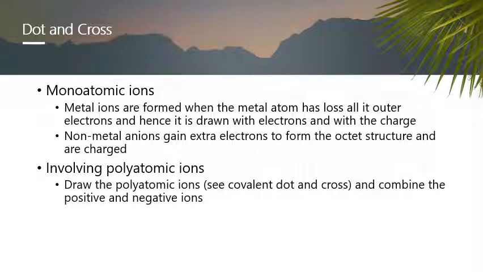Now let's learn how to draw dot and cross. For drawing dot and cross, I'm going to look at two types. One is for ionic compounds, which are monoatomic ions. For example, something like NaCl, right? K2O, something like that.